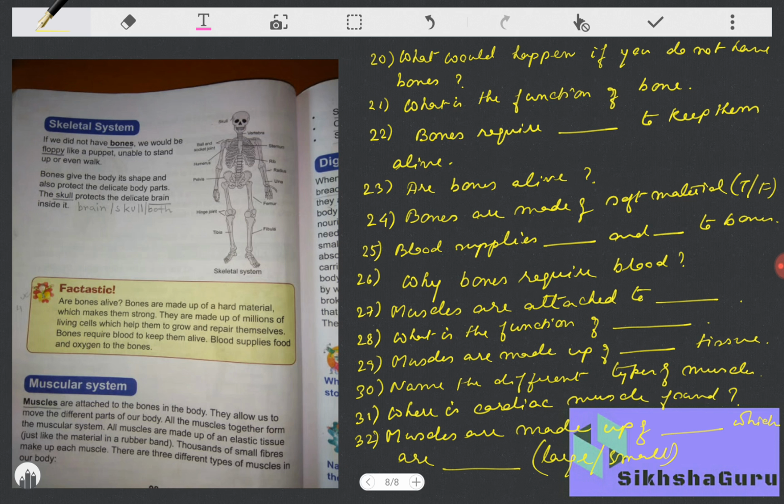28, what is the function of muscles? Muscles are made up of dash tissues. Name the different types of muscles. What is cardiac muscle? Where is cardiac muscle found? Muscles are made up of dash, which are dash? Choose an option from large or small.